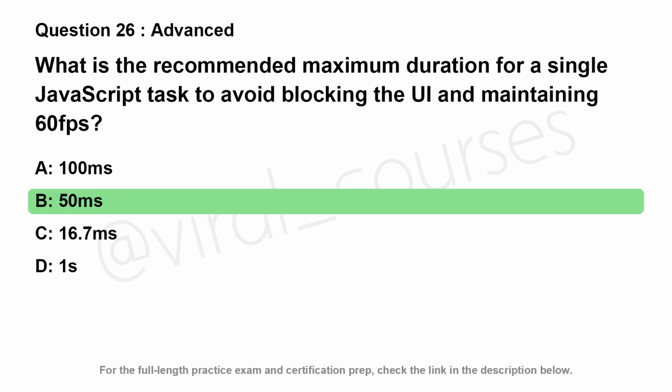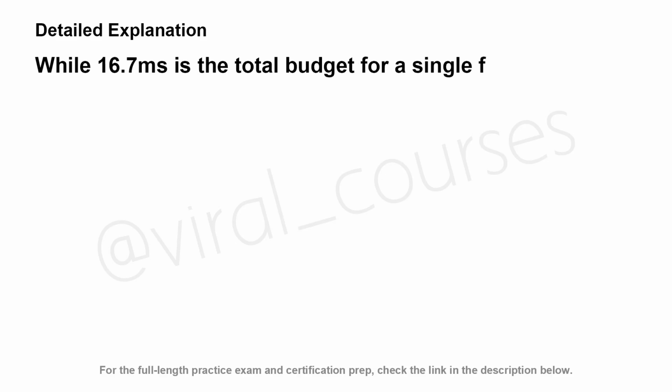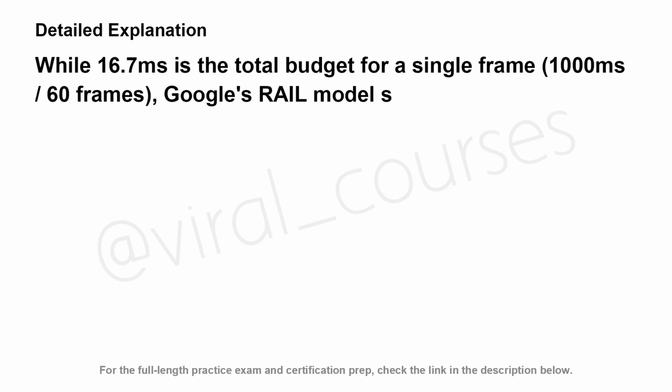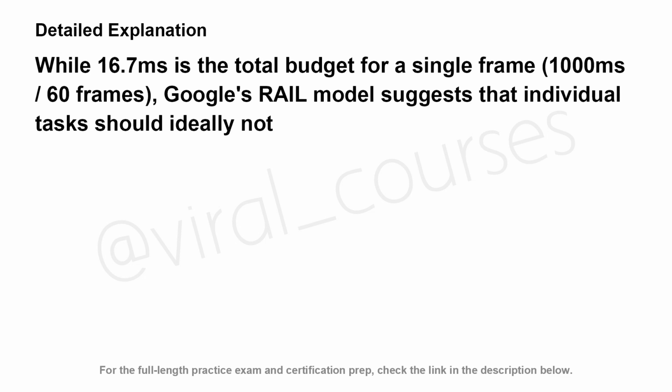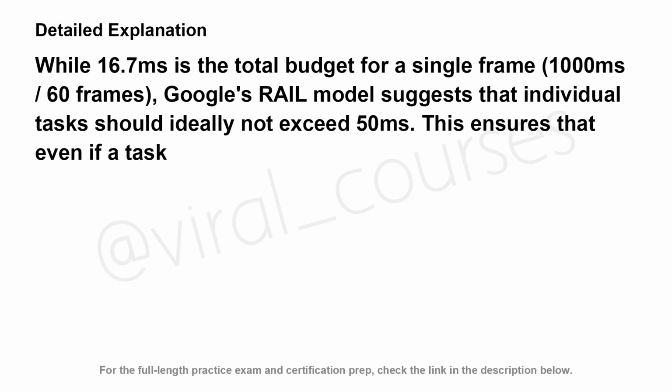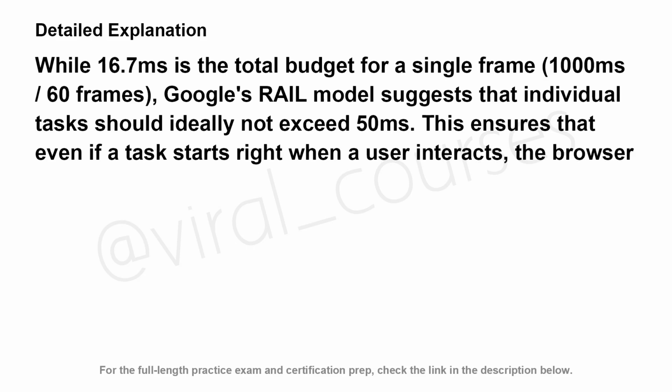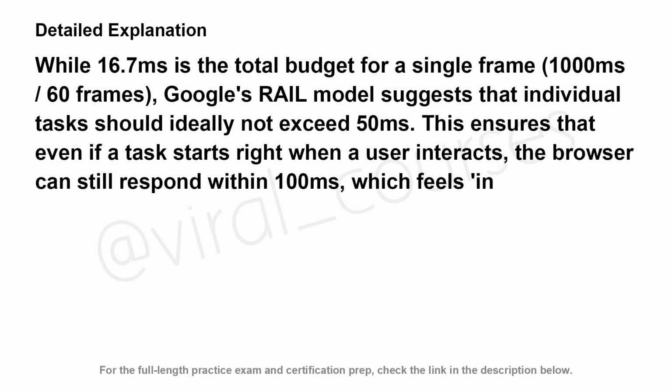The correct answer is B. While 16.7 milliseconds is the total budget for a single frame, since 1000 milliseconds divided by 60 frames, Google's RAIL model suggests that individual tasks should ideally not exceed 50 milliseconds. This ensures that even if a task starts right when a user interacts, the browser can still respond within 100 milliseconds, which feels instant to the user.